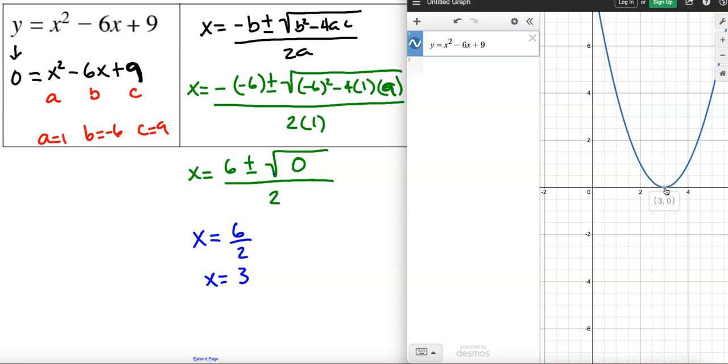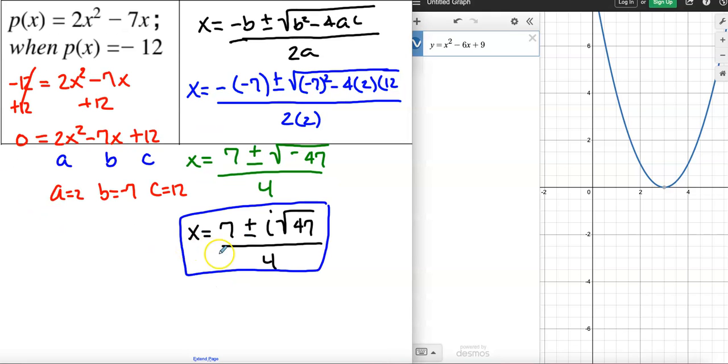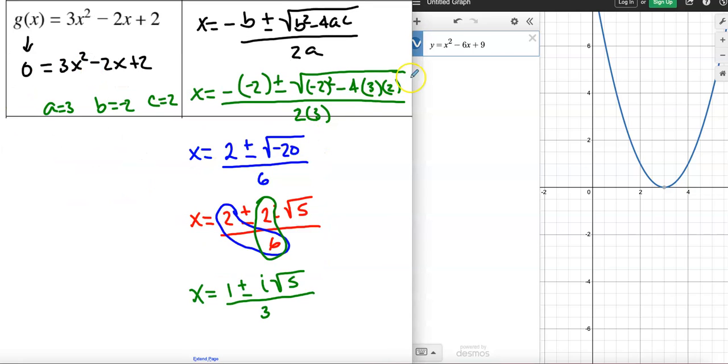So in a nutshell, you sometimes can go to Desmos, graph your equation, and if you find out where it crosses the x-axis, those are basically your solutions. The only problem is, well, what happens when I have complex solutions? Remember that when you have complex solutions, the graph is not going to cross the x-axis. Let me show you here.